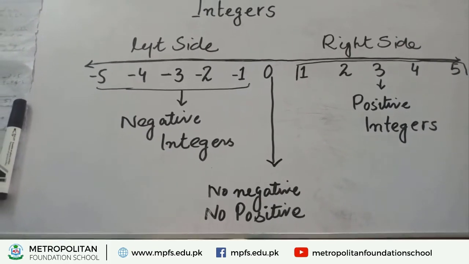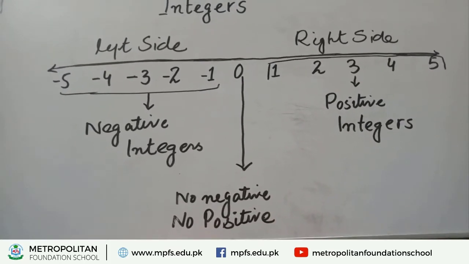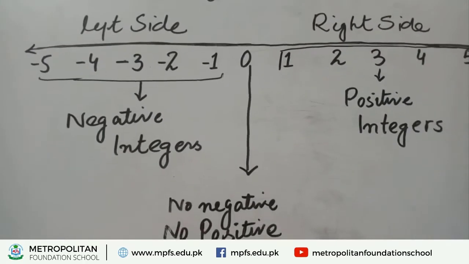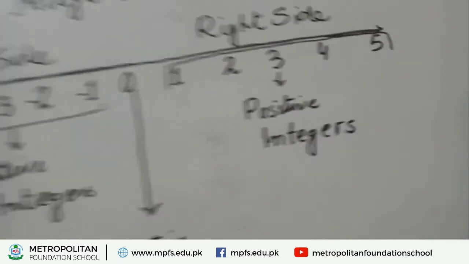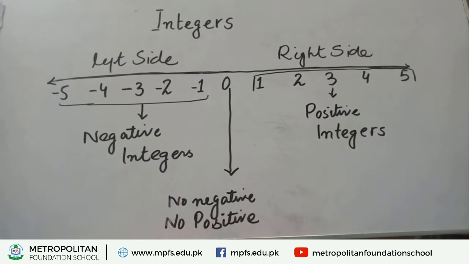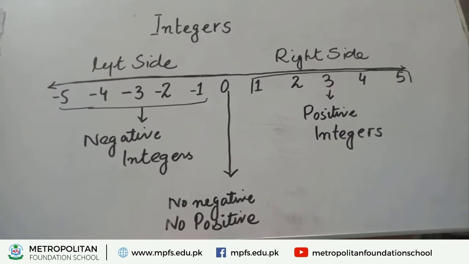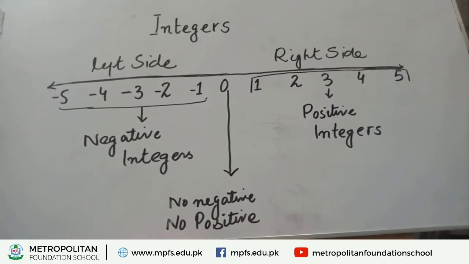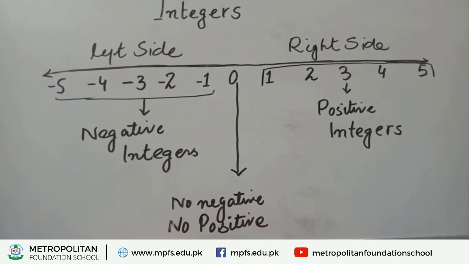Now when we move towards the left side, numbers decrease. You can all see when we move towards the left side, numbers will start decreasing, and as we move towards the right side, numbers start increasing. We have to remember this in our minds when we solve any equation of integers. When we move towards the right side, it means it's positive and the numbers will start increasing, and when we move towards the left side, then it will be the negative side and the numbers will start decreasing.